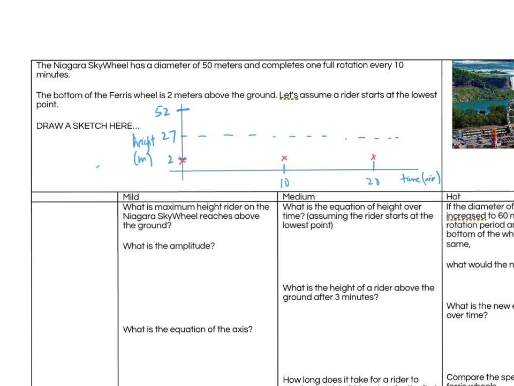The maximum, or the travel to the maximum, is going to be halfway between 0 and 10. So I believe it's going to be at 5. So we're going to put the rider at the maximum at 5 minutes. I'll do the same between 10 and 20. The maximum will be at 15. And then now I have my sketch. Excuse my messy drawing.